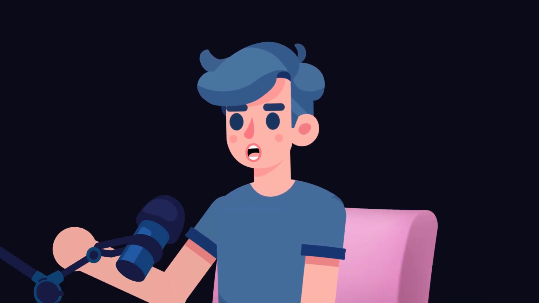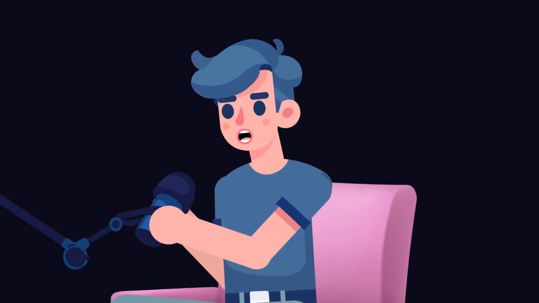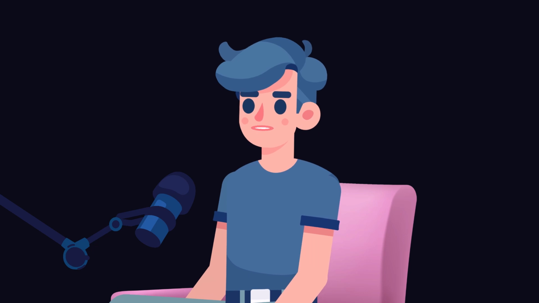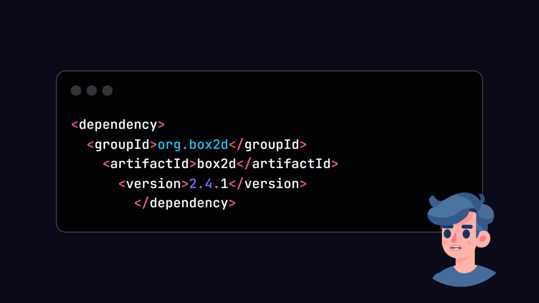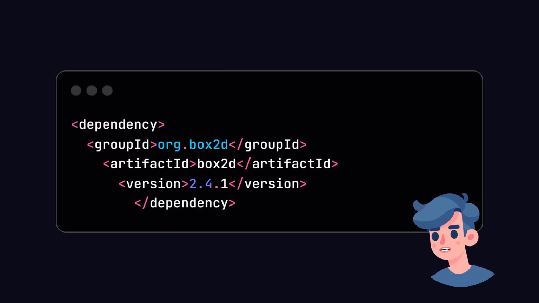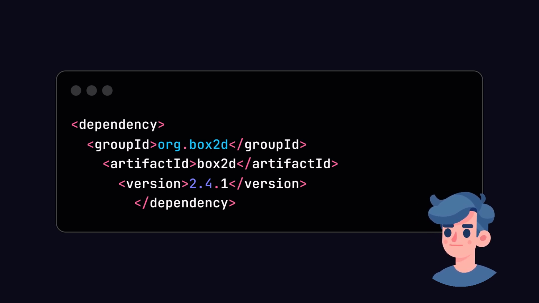Now, to get started, make sure you have Box2D set up in your Java project. You can find the Box2D library in various Java game development frameworks, or include it directly in your project. To include Box2D in a Java project, you typically add the dependency to your build tool. For instance, if you're using Maven, modify your pom.xml like this.